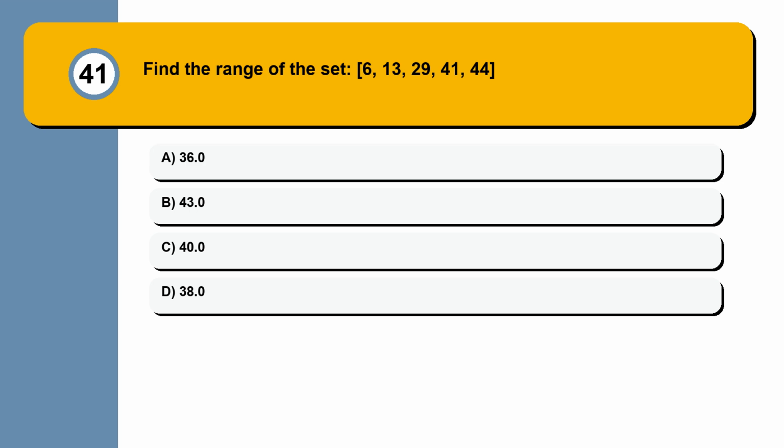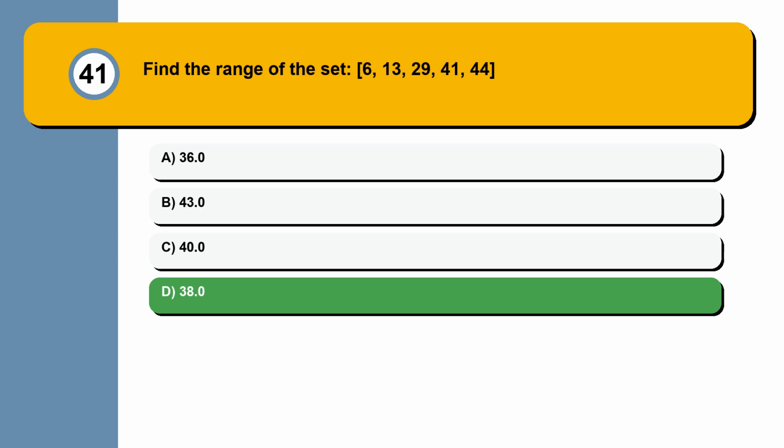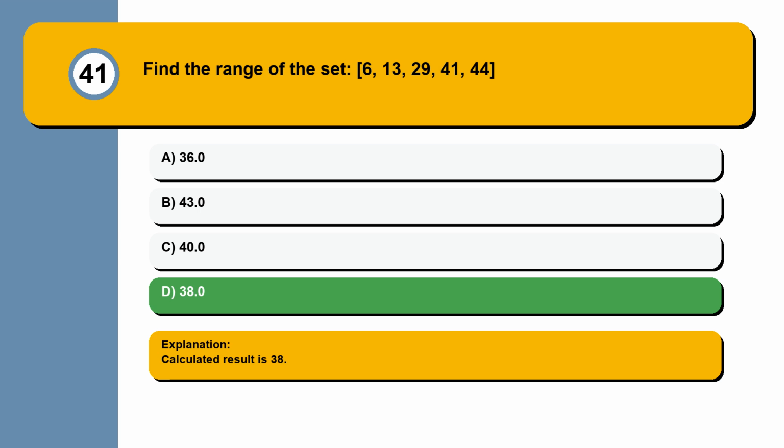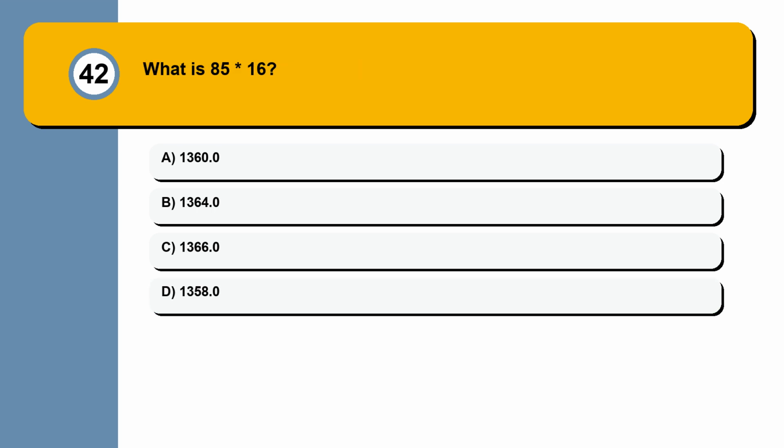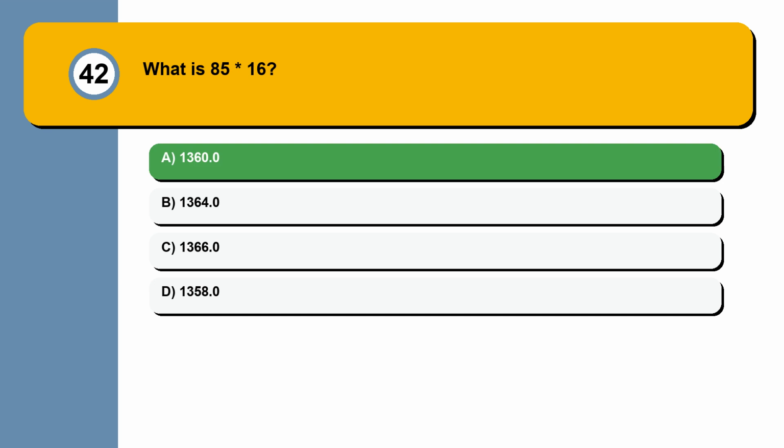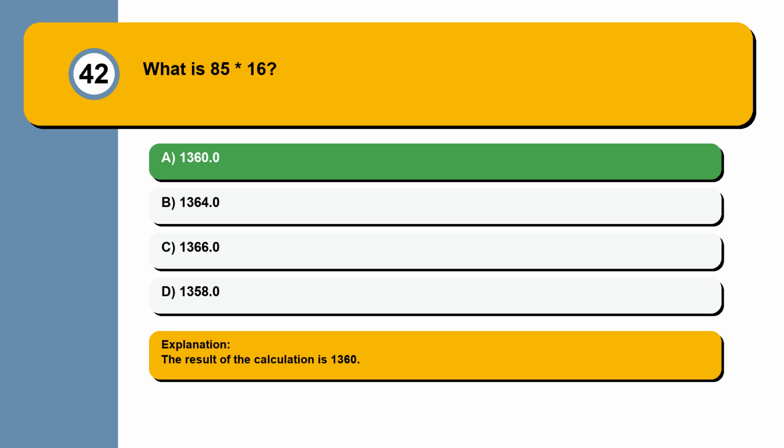Question 41. Find the range of the set 6, 13, 29, 41, 44, 36.0, 43.0, 40.0, 38.0. Calculated result is 38. Question 42. What is 85*16? 1360.0, 1364.0, 1366.0, 1358.0. The result of the calculation is 1360.